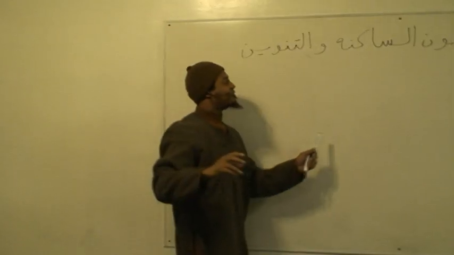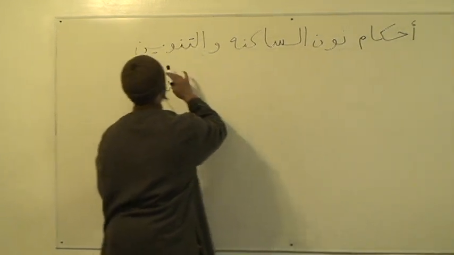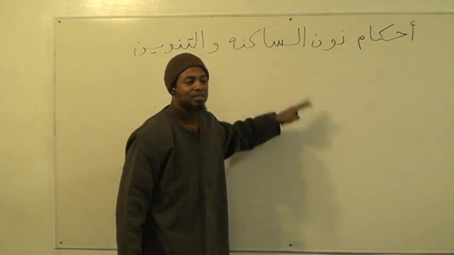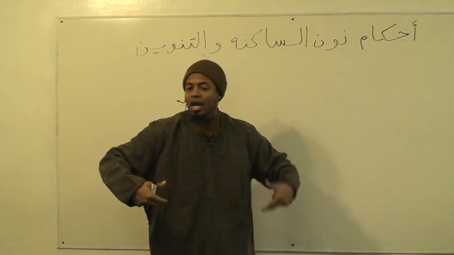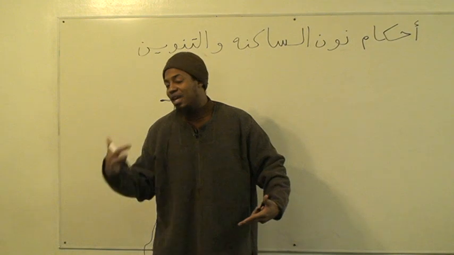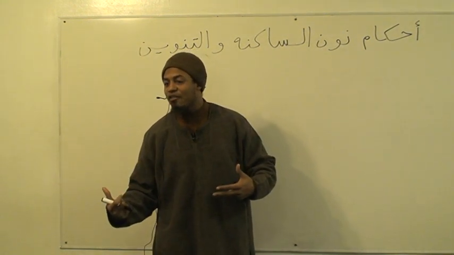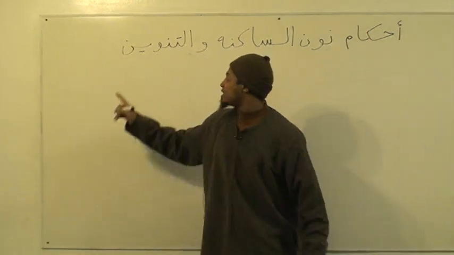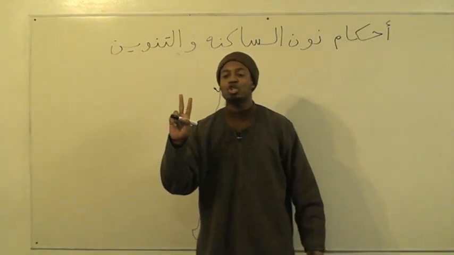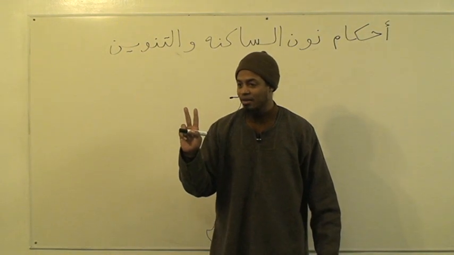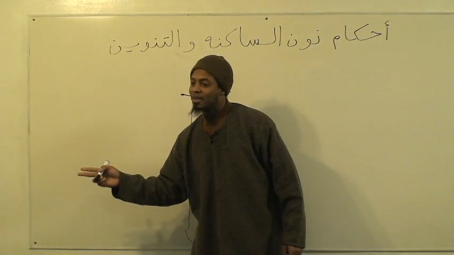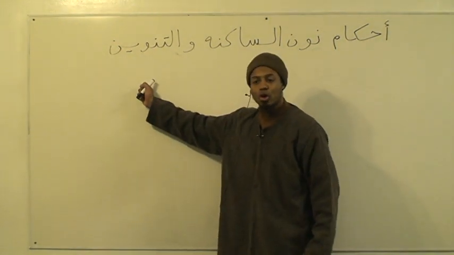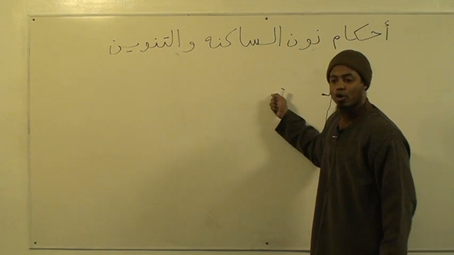Now, there's a big difference between the noon sakina and the tanween. Noon sakina happens at the beginning of a word, the middle of a word, or at the end of a word, but it happens in one word. Whereas tanween only happens between two words. Alimun hakim. You understand where I'm coming from? So this is between two words, and this is in one word.